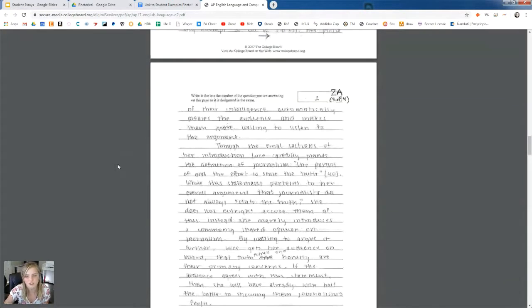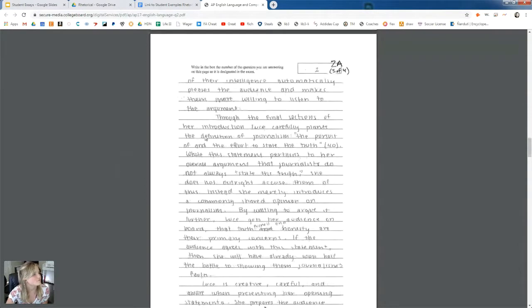Instead of just saying she used a paradox, this is how it helped. She used this paradox here, and this is how it ties it. So they're doing a good job of that part. Through the final section of her introduction, Luce carefully plants the definition of journalism, the pursuit of, and the effort to state the truth.